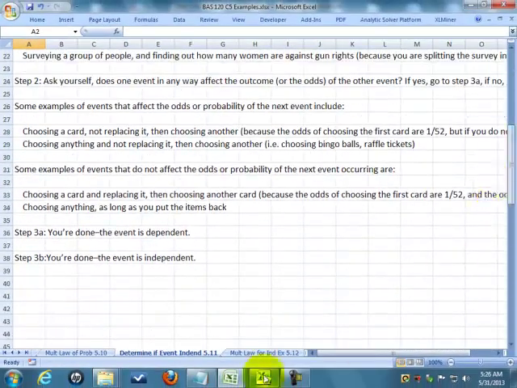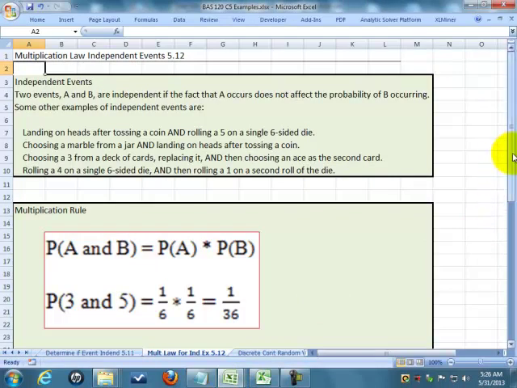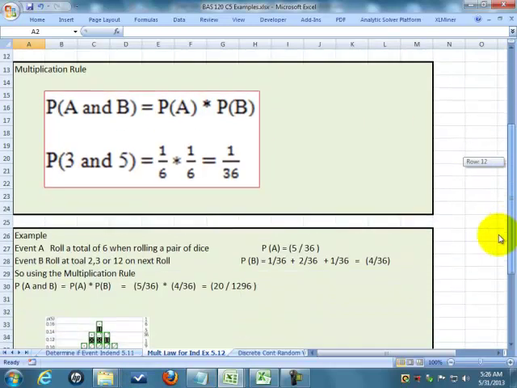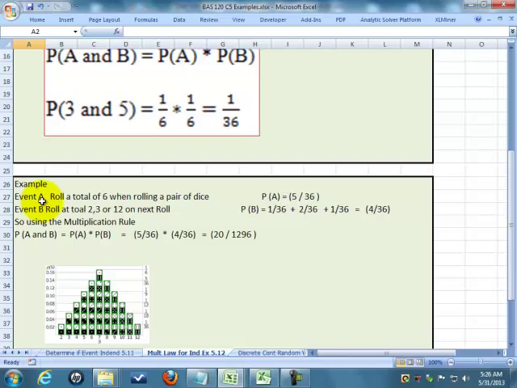So let's talk about the law of probability for independent events. There's the law: the probability of A times the probability of B. We've kind of gone through this. Here's an example of rolling dice, probability of A and B. Let's say event A is the probability that I roll a 6, and event B is the probability I roll a 2, 3, or a 12. Now, 2 independent events. Probability of a 6 is 5 out of 36. The probability of a 2, 3, or 12 is 4 out of 36.